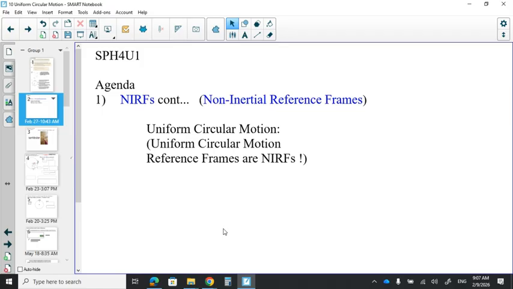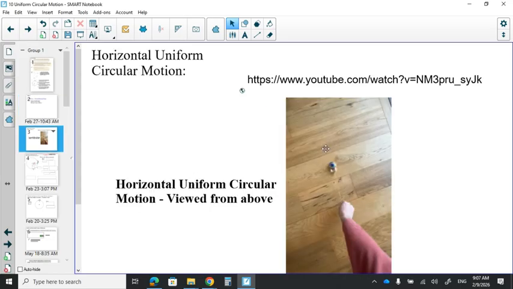Uniform circular motion. Today we're looking at another example of a non-inertial reference frame, and it's the most common one that leads to people thinking about non-inertial reference frame forces, fictitious forces, and thinking that they're real, basically. So I made a little video, posted here, so you can see what I'm talking about when I'm talking about horizontal uniform circular motion.